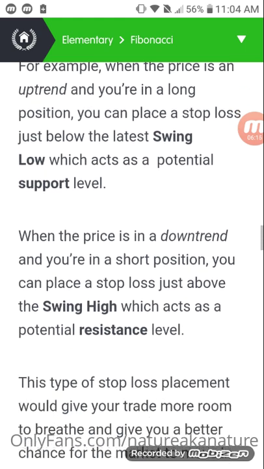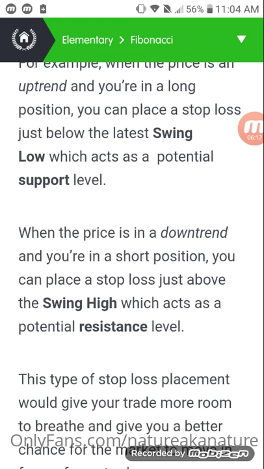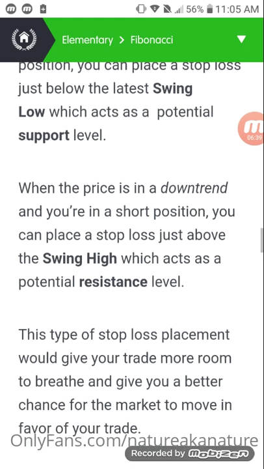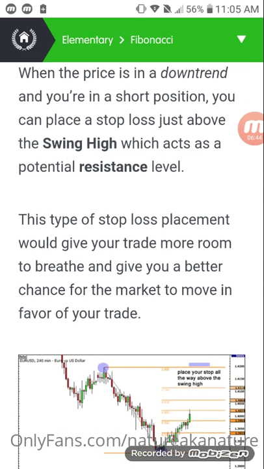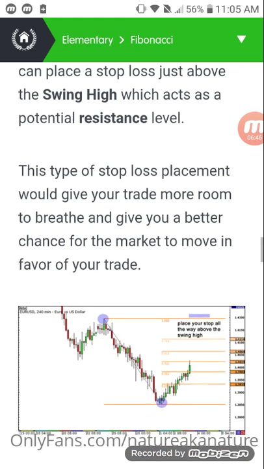For example, when price is in an uptrend and you push your long position, you'll place the stop loss just below the latest swing low, which acts as a potential support level. Same thing with a downtrend. When price is in a downtrend and you're in a short position, you can place your stop loss just above the previous swing high, which acts as a potential resistance level.